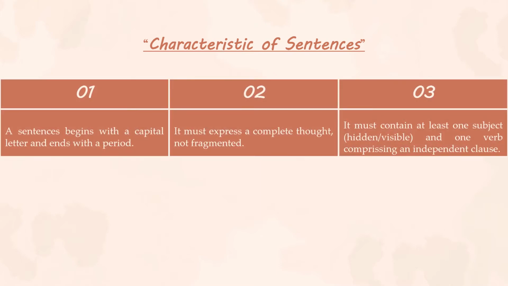And then, characteristic of sentence. First, a sentence begins with a capital letter and ends with a period. Second, it must express a complete thought, not a fragment. And third, it must contain at least one subject, hidden or visible, and one verb, comprising an independent clause.